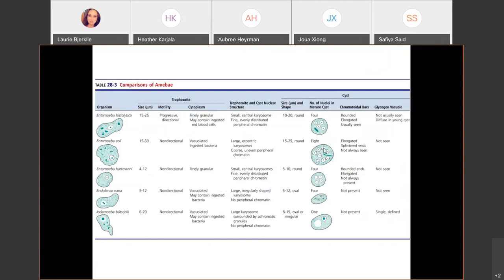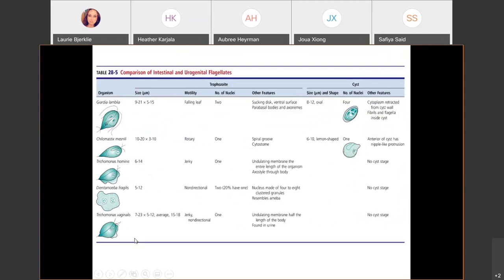Again, in the cyst stage, Entamoeba coli is the only one that can have up to 8 nuclei in a cyst. The rest don't. Entamoeba bushleyi at the bottom there has that single defined glycogen vacuole. That's very characteristic for its cyst stage. So it gives some good information there, and a comparison and contrast.